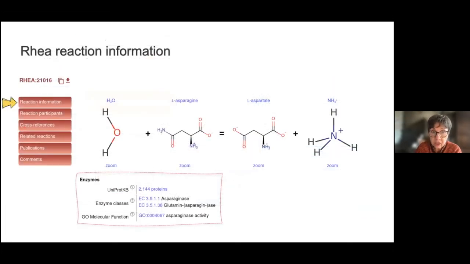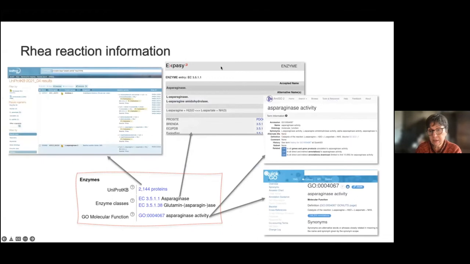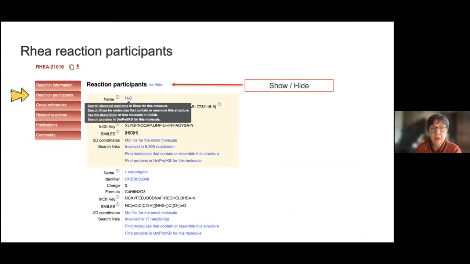In the reaction section, we also provide a summary of the enzyme annotation. This work is not done by a Rhea biocurator, it's done by other curators, but we provide this summary. So you can have information from UniProtKB, from the enzyme classification, or from the GO molecular function. And we provide links to the different resources, as for the chemicals.